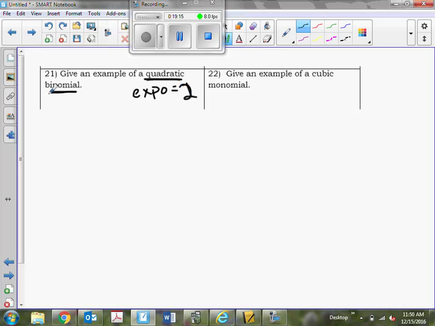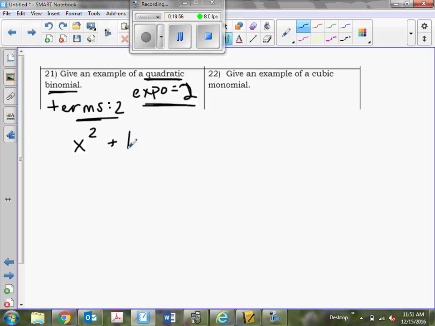Now because it's a binomial, that means you should have 2 terms. So we could make this anything that we wanted as long as it has an exponent of 2 and it has 2 terms. So an example of a quadratic binomial could be x squared plus 1. This would be an example because it has a degree of 2 and it has 2 terms. Why don't you try writing your own?